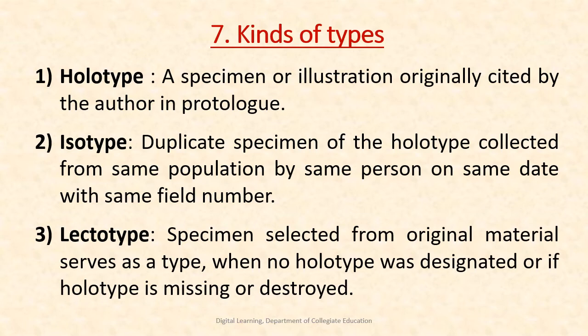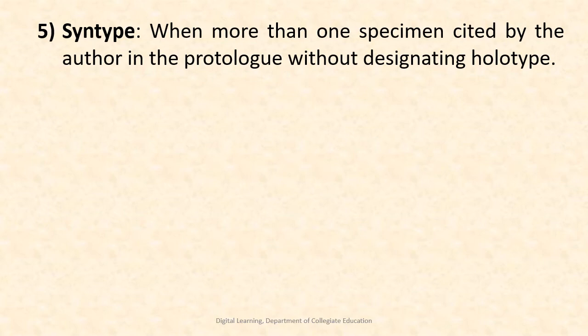And the third type is called a lectotype. The specimen selected from the original material serves as a type when no holotype was designated or if the holotype is missing or destroyed. And the fifth one is the syntype. When more than one specimen is cited by the author in the protologue without designating a holotype, they are syntypes.